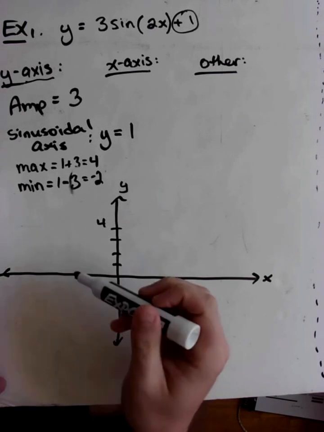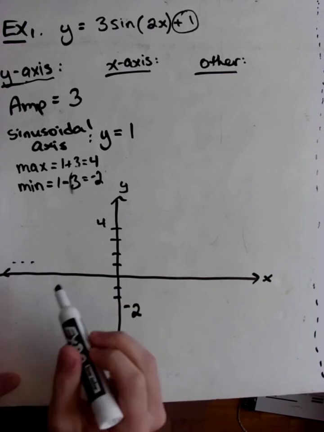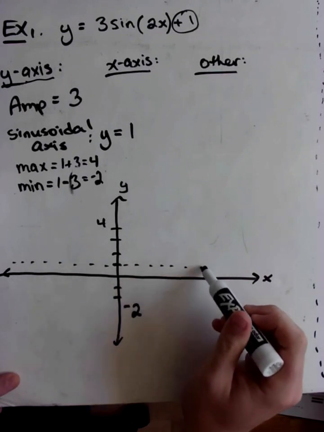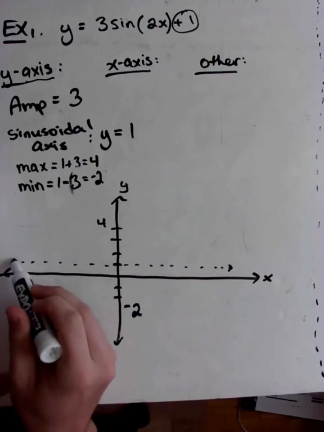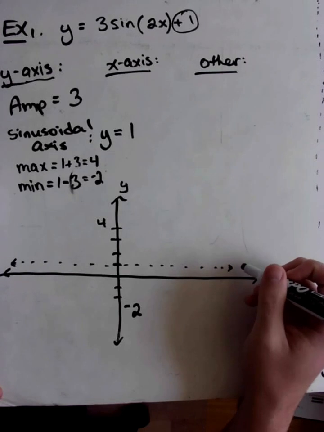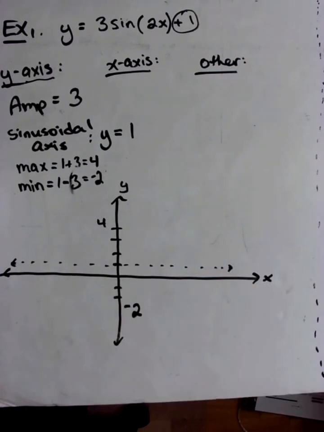And I'm also going to draw in a dotted line. Remember that dotted lines assume that we have no answer on the graph. They're just there as a reference point, whether it's for asymptotes or other things later in the year. But I have my sinusoidal axis at y equals 1. That is now the midpoint of my graph. Okay, so that was the y-axis information.